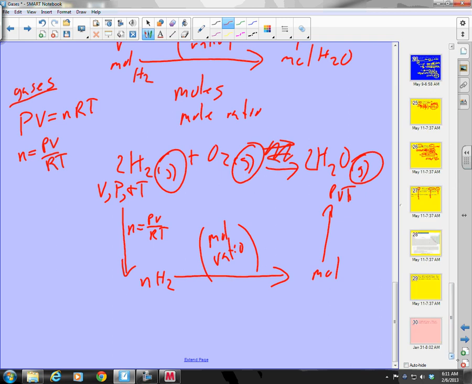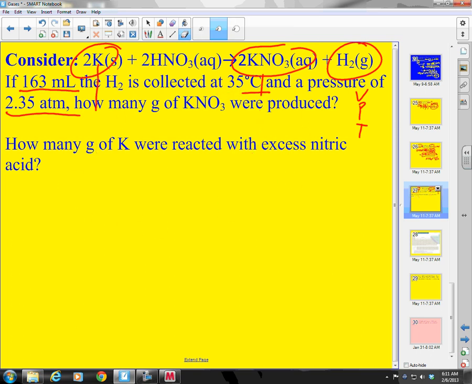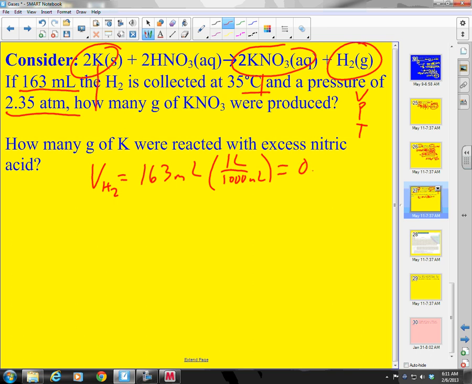It's really quite simple since you have already mastered stoichiometry. Okay, what do we start with? I have a volume for my hydrogen, I have a temperature for my hydrogen, and I have a pressure for my hydrogen, right? Let's clean this up a little bit. It's kind of messy, isn't it? So my volume for my hydrogen is equal to 163 milliliters, but if I'm going to use PV equals nRT, I need to convert that to liters. So that's equal to 0.163 liters.